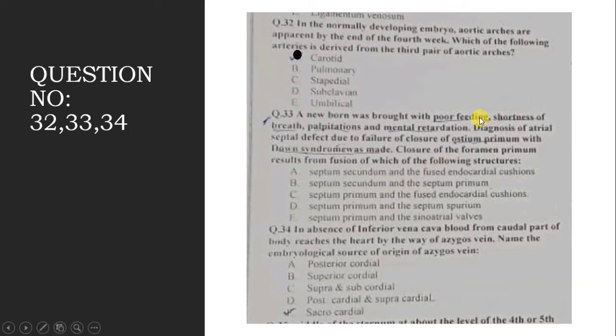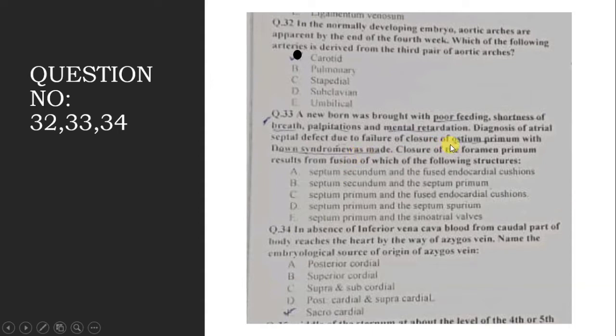A newborn baby was brought with poor feeding, shortness of breath, palpitations, and mental retardation. Diagnosis of atrial septal defect due to the failure of closure of ostium primum with Down syndrome was made. Closure of foramen primum results from fusion of which of the following structures? Septum secundum and fused endocardial cushion, septum secundum and septum primum and fused endocardial cushions, septum primum and the septum superum, septum primum and the sinoatrial valves.